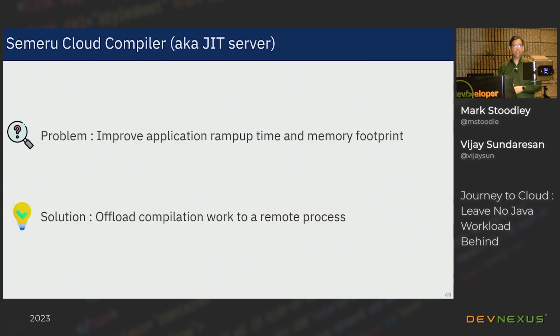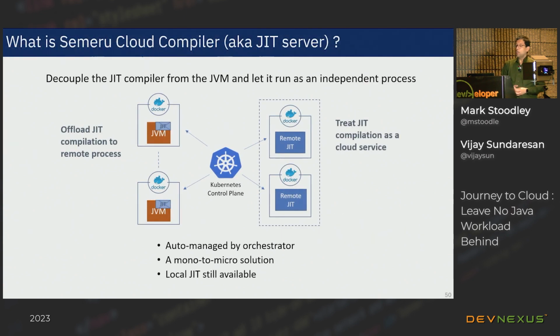So great, we spent a lot of time talking about startup time. Now let's shift focus and talk about ramp-up time and memory footprint as well before we conclude here. In order to improve our ramp-up time and memory footprint, we have this feature called the Semeru Cloud Compiler. What is this feature about? Basically, it takes this component in the JVM called the JIT compiler and decouples it from the JVM and runs it as an independent process. So first of all, what is a JIT compiler?